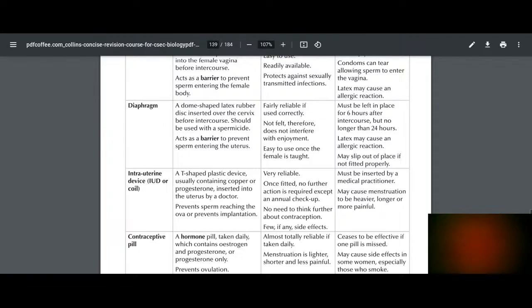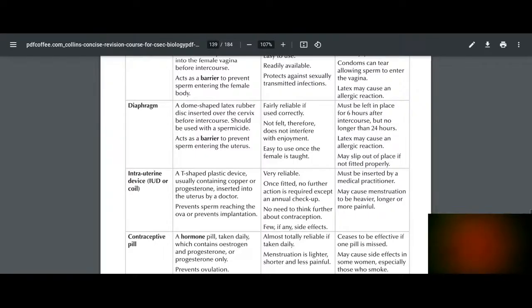Diaphragm: a dome-shaped latex rubber device inserted over the cervix before intercourse, which should be used with a spermicide, acting as a barrier to prevent sperm entering the uterus. Advantage: fairly reliable if used correctly, not felt, therefore does not interfere with enjoyment, easy to use once the female is taught. Disadvantage: it must be left in place for 6 hours after intercourse, but no longer than 24 hours. Latex may cause an allergic reaction, and it may slip out of place if not fitted properly.